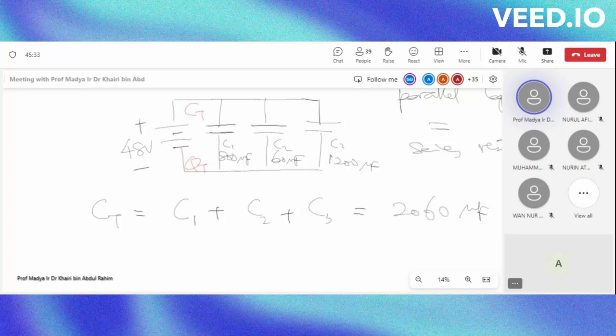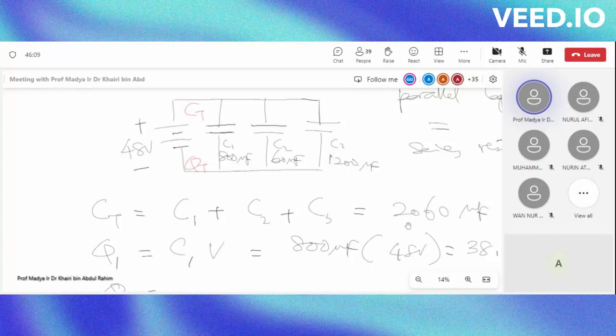okay, and determine the charge on each plate. So Q1 equals to C1V, right? Which means it times 48 volt equals to microcoulomb. So as simple as that, just using the value.